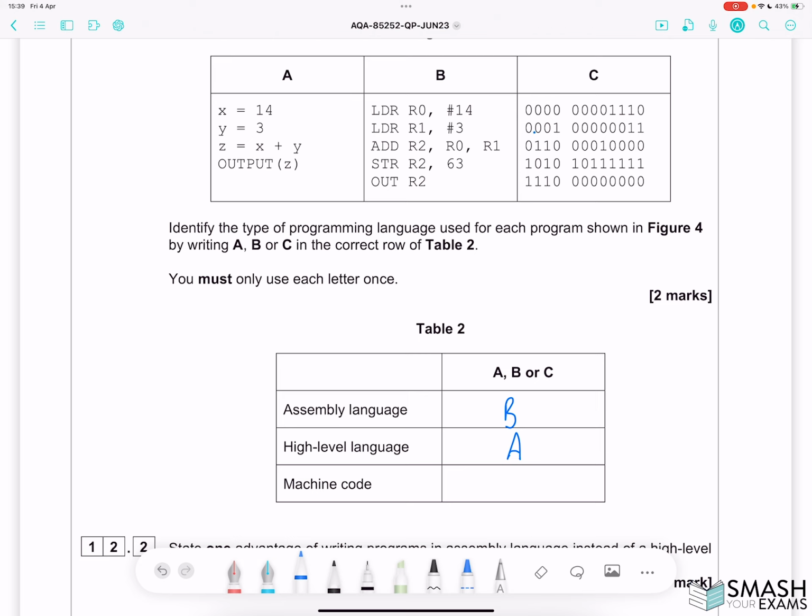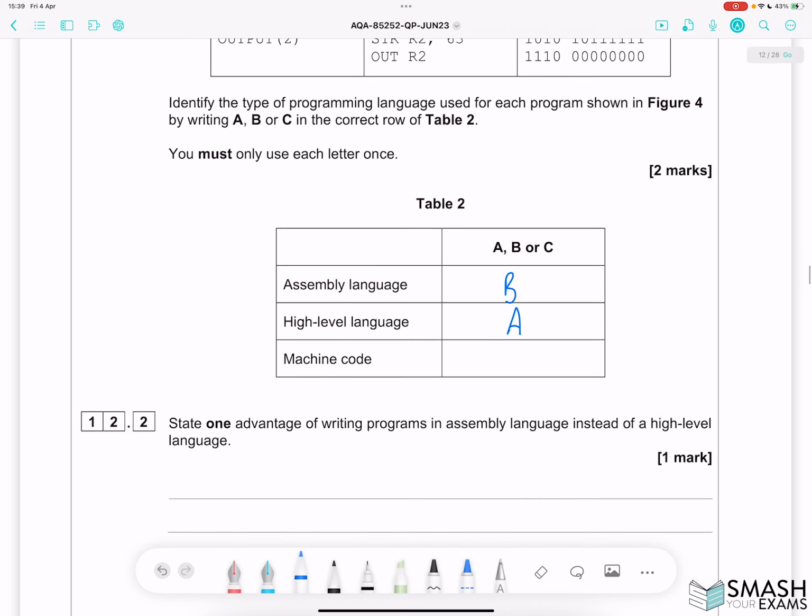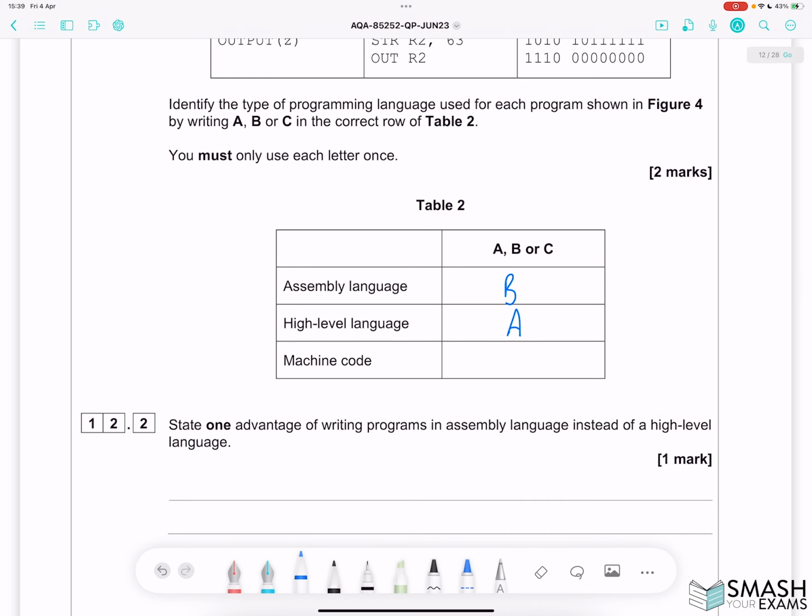C looks like it is plain binary. We know that all computers understand binary, and therefore that gets translated into binary, which is what we know as machine code. So it means that C is being represented with machine code there.